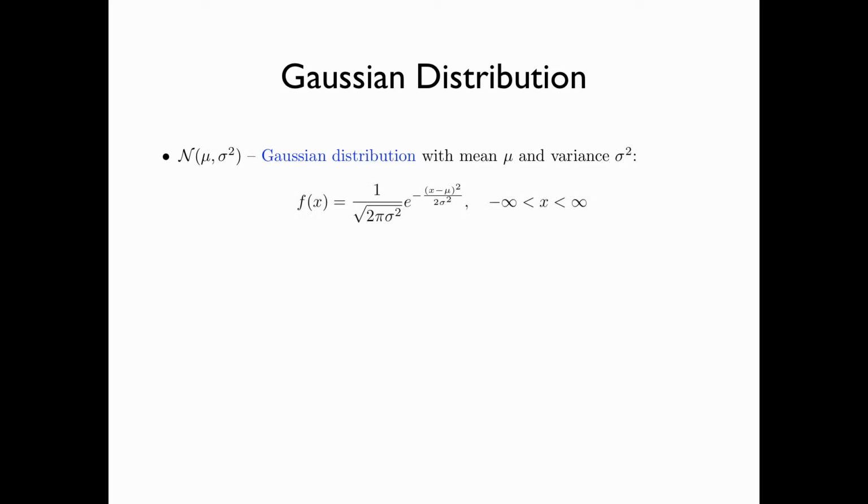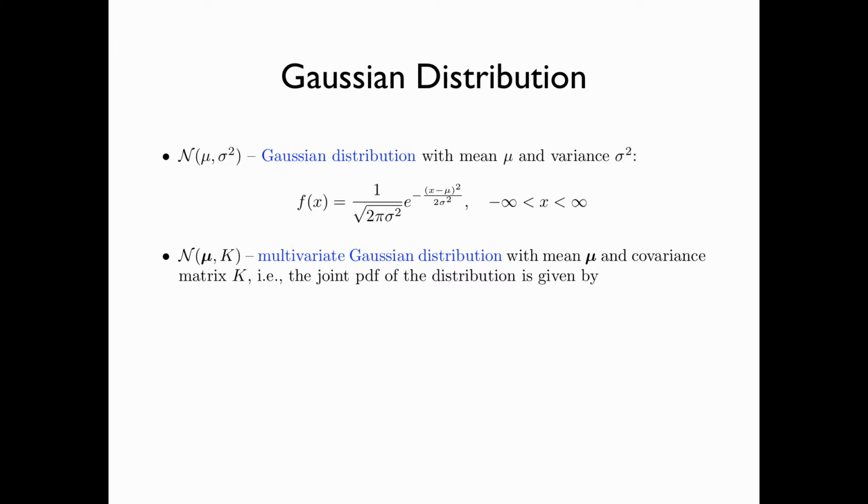We now define the Gaussian distribution, which will be used repeatedly in this chapter and the next chapter. The Gaussian distribution of a real random variable with mean mu and variance sigma square is denoted by N of mu comma sigma square, with the probability density function f(x) equals 1 over square root 2 pi sigma square, e to the power minus (x minus mu) square divided by 2 sigma square, for all values of x.